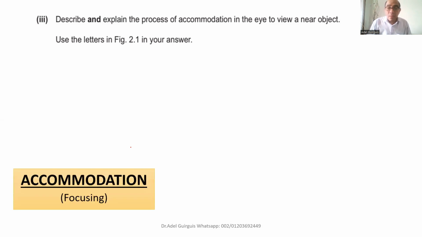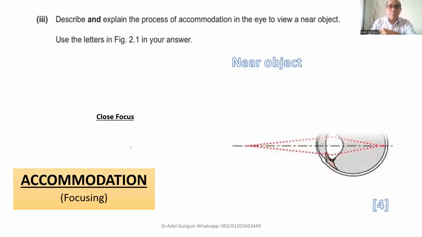Accommodation, focusing, double C, double M. Accommodation. Look, please, near object, close focus. This is our eye. The light coming from a near object, near our lens, near our eyes, sharp in angle. How do these light rays, instead of passing up and down like this, focus on the fovea here for sharp vision of a near object? How come?